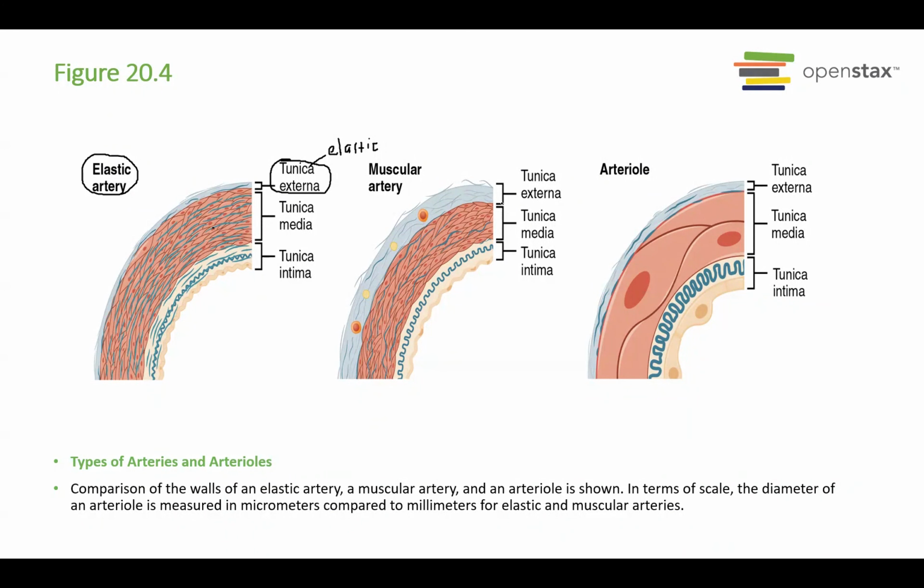This is the muscular artery. This is mostly the medium-sized artery. The tunica externa is not really elastic. And then the tunica media, which is the smooth muscle, and the tunica intima, the endothelium or the epithelial tissue.